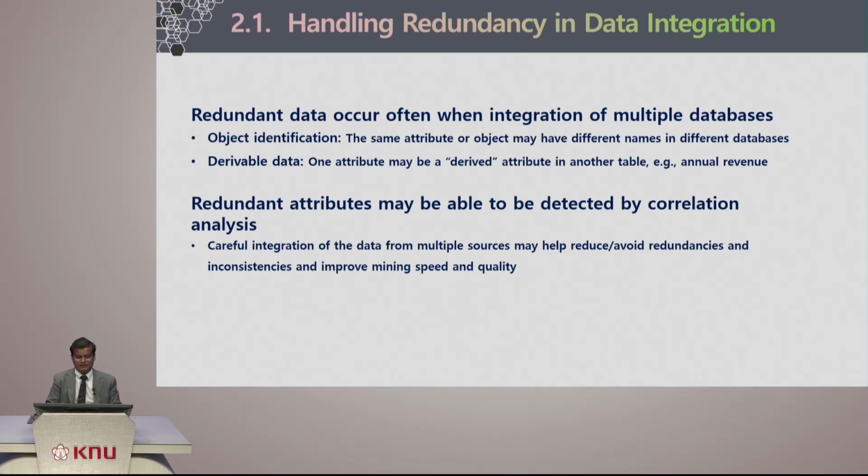These days even the same person may have different email addresses, and he gives us a different email address for the same concern. This has to be integrated together so that there is no redundant information. Redundant attributes may also be detected by correlation analysis. Later on in one of our lectures, we are going to discuss correlation. At that time, you will come across this information.